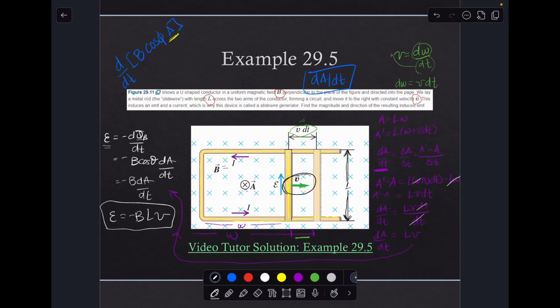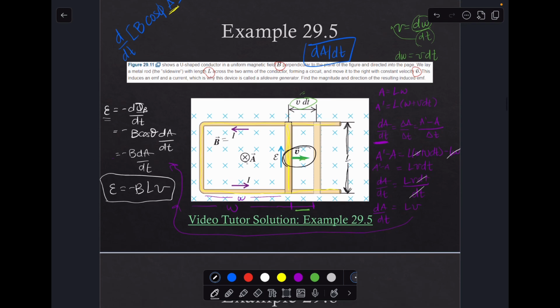All right, so that's kind of a fun derivation, and the result is that the EMF generated is minus BLV. If you wanted to find the current, well, current is simply voltage over resistance. So if we knew the resistance, the current flowing would be minus BLV over whatever the resistance is, okay?